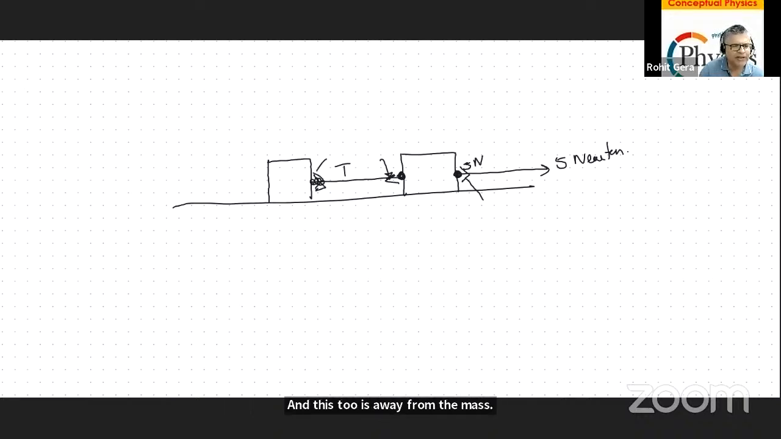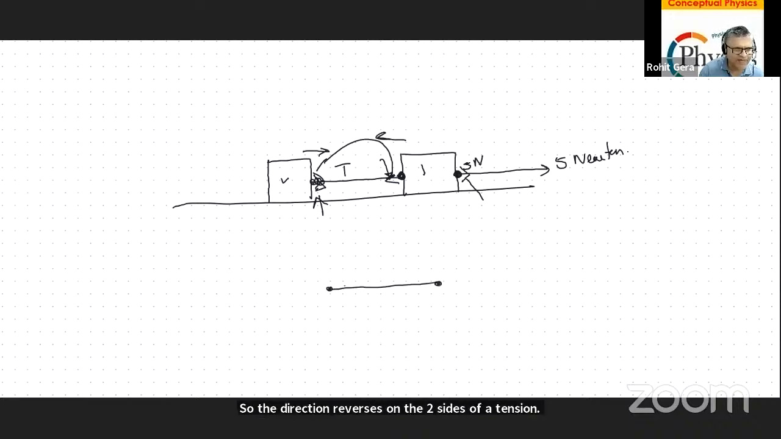The mass is getting pulled. This so-called reaction is pulling this mass in this direction, and its counterpart on the other side is pulling this mass on the left side. So the direction reverses on the two sides of a tension. In the middle, everywhere the tension is balanced because it is appearing as exactly these two pairs. So it appears as a pair here and gets cancelled. So throughout the string it gets cancelled and only makes an appearance and impact at the edges.